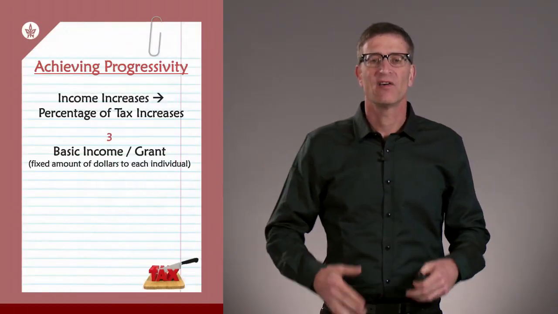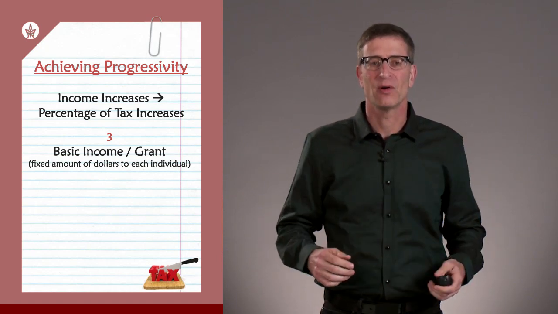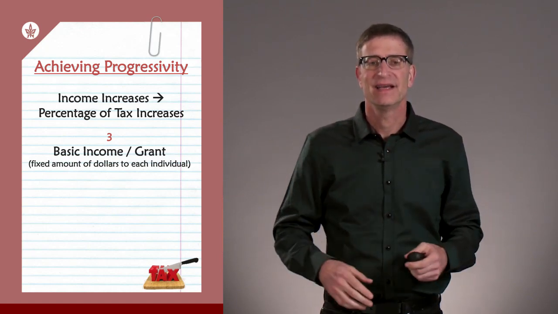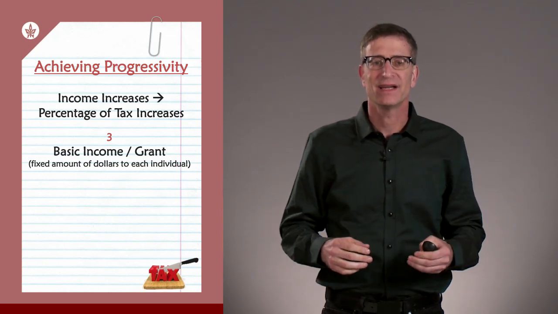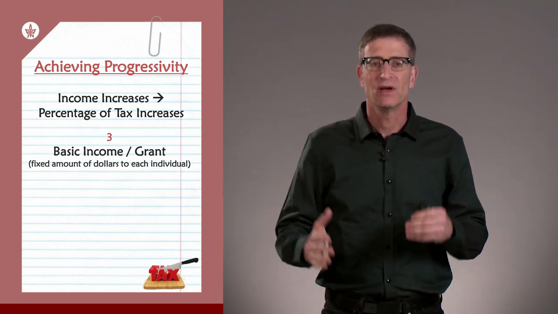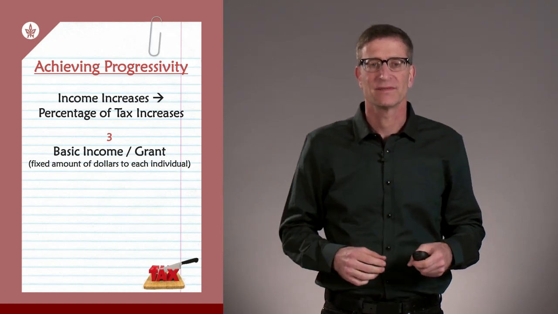Hi everyone! There are scholars that call for provision of a fixed cash grant to every resident as another way of promoting progressivity. This is the classic form of negative income tax and is often called basic income. Some European countries have such programs on a relatively small scale. Let's see how this works.